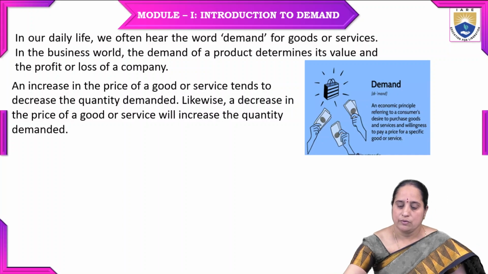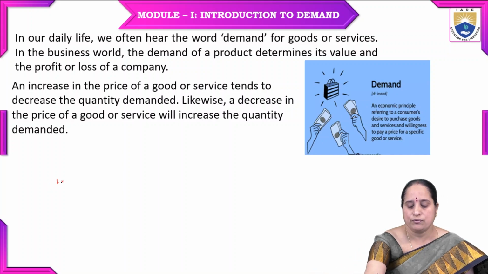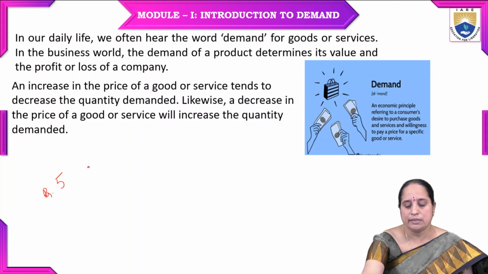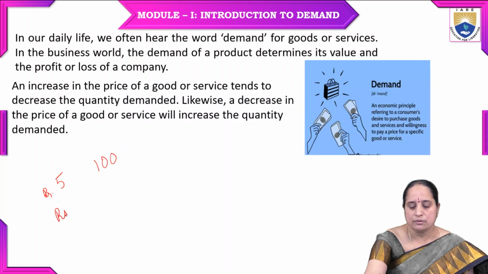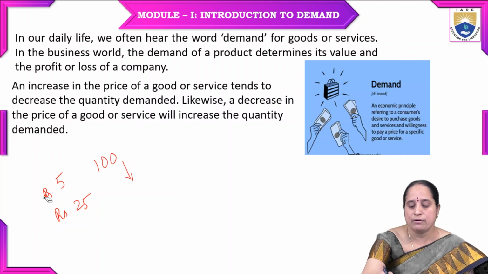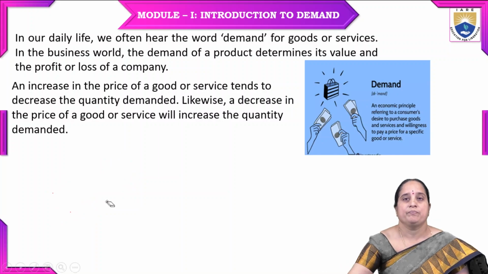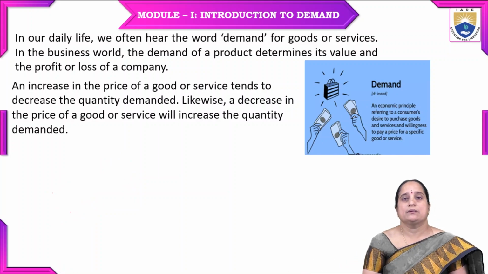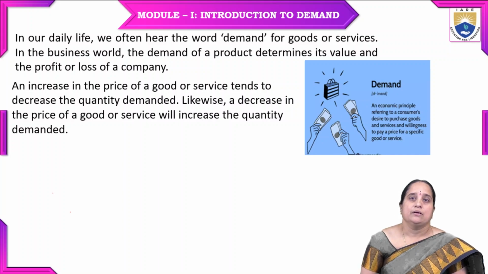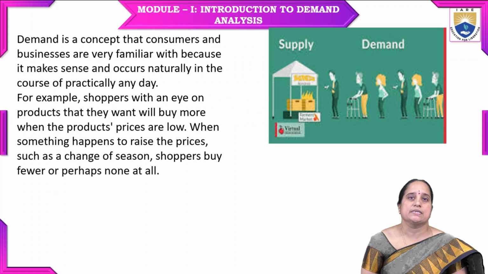If a product costs 5 rupees, then immediately the quantity demanded will go up to 100 units. If the price rises to 25 rupees, the quantity demanded will be less. This is known as the law of demand. It depends upon the consumer's willingness to buy, the desire to buy, and whether the consumer has sufficient purchasing capability or not. Based on that, we have demand for products and services.